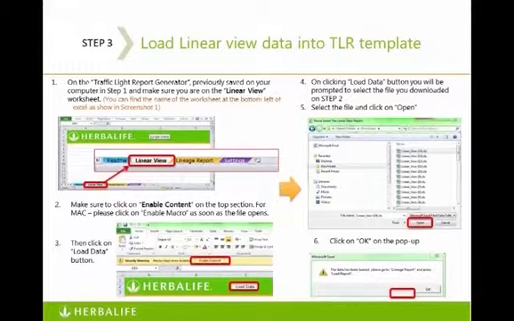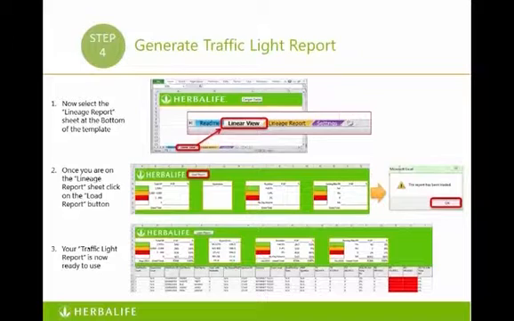Then you're going to navigate to the linear view file that you generated out of BizWorks, which you've placed in a location of your choice, and you're just going to click the Open button to load that linear view file into the traffic light report generator, at which point you're going to be given the message that is shown in step 6, that the data has been loaded, and wants you to click OK. Then we move on to step 4.